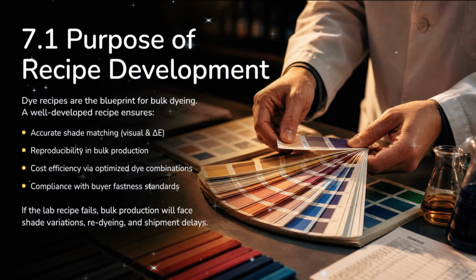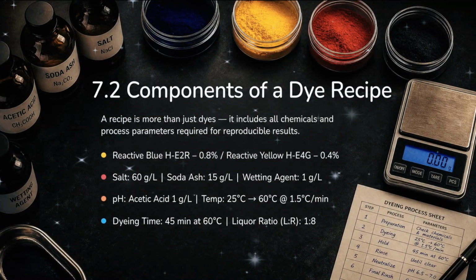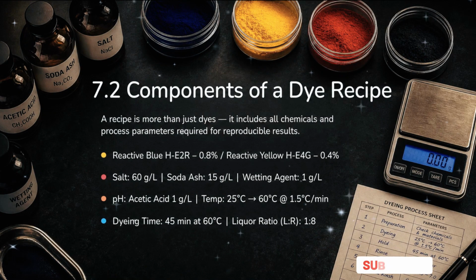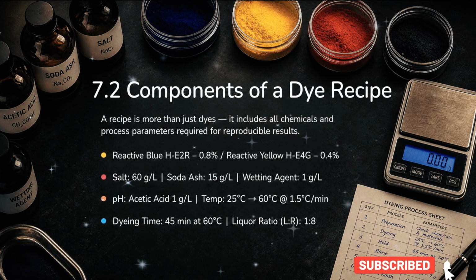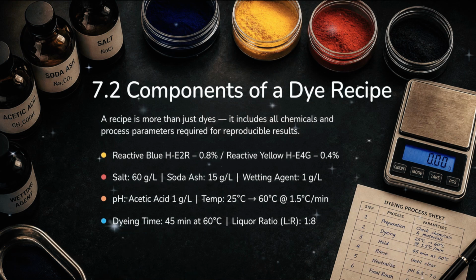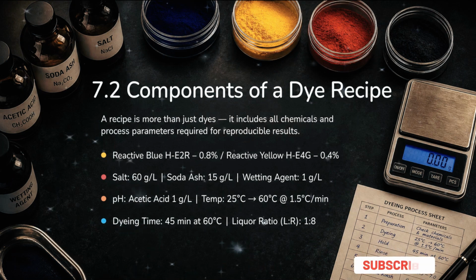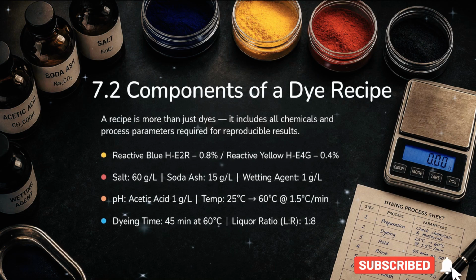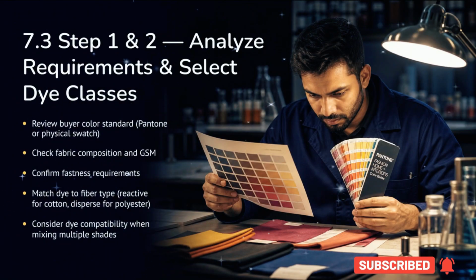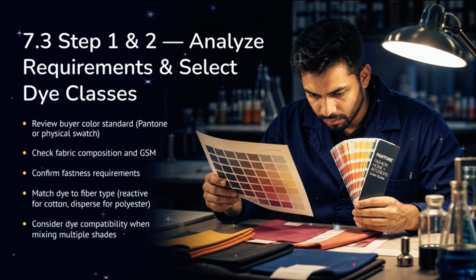Failures in the lab recipe lead to shade variations, re-dyeing, and shipment delays. A dye recipe includes more than just dyes. It involves all chemicals and process parameters. Key components include the dyes themselves, auxiliary chemicals like salt and wetting agents, pH control, and dyeing process parameters like time and temperature. Steps 1 and 2 involve analyzing requirements and selecting dye classes.